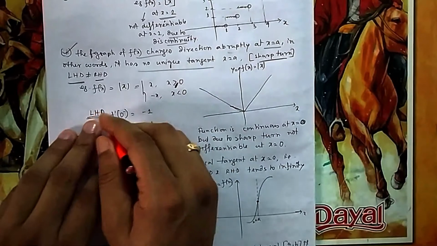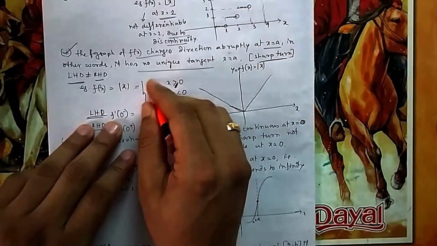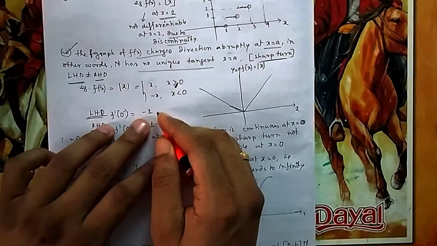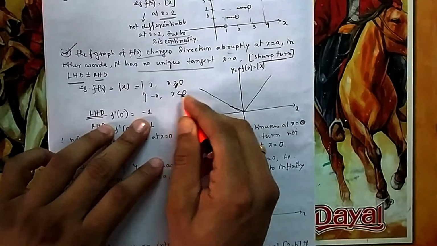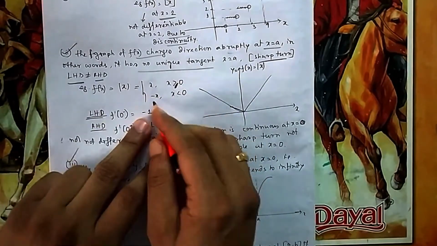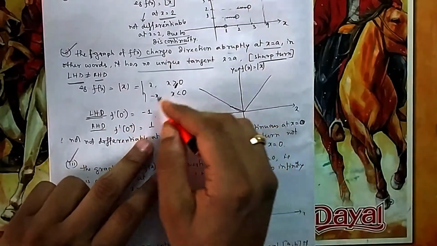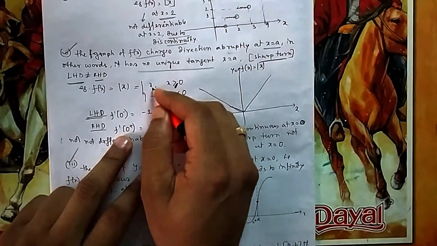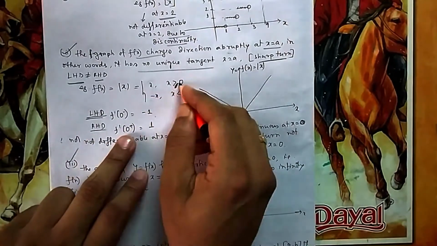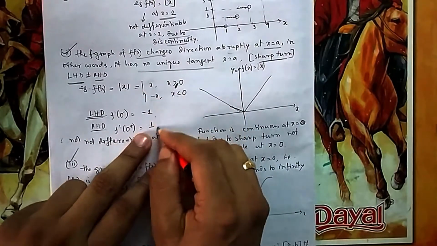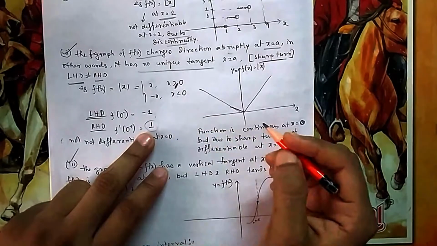You can check: if you find the LHD, the left hand derivative, LHD means x less than 0, that means this piece, minus x. What is the differentiation of this one? Those who have already done differentiation know that the derivative of minus x is minus 1. And for the right hand derivative, 0 plus, I will take this function x, and its derivative is 1. You can see LHD and RHD are not the same.